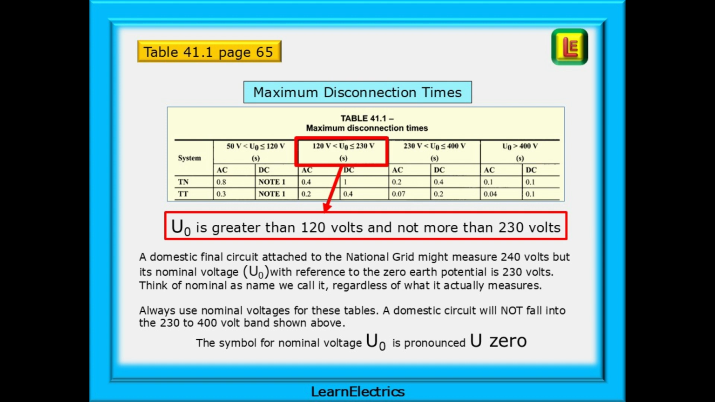A domestic final circuit attached to the national grid might measure 240 volts, but its nominal voltage U0, with reference to the zero earth potential, is 230 volts. Think of nominal as a name that we call it, regardless of what it actually measures. Always use nominal voltages for these tables. A domestic circuit will not fall into the 230 volt to 400 volt band shown above, and the symbol for nominal voltage is always pronounced U0.